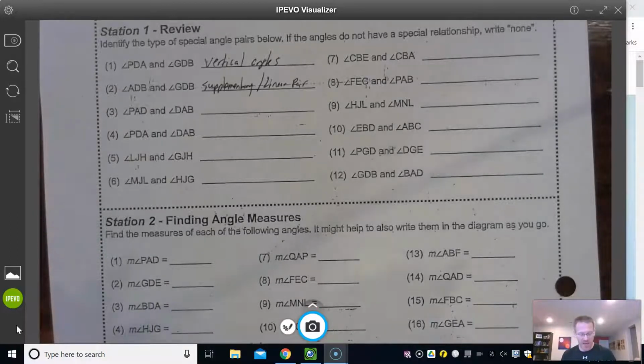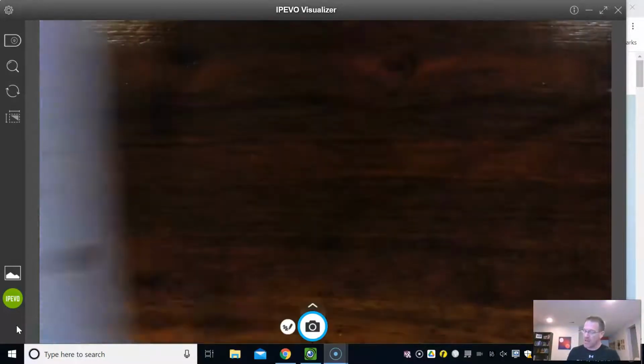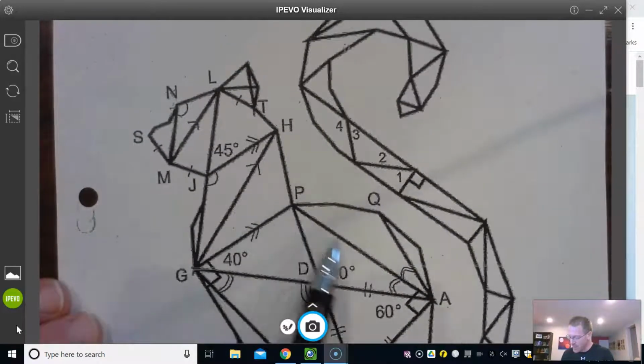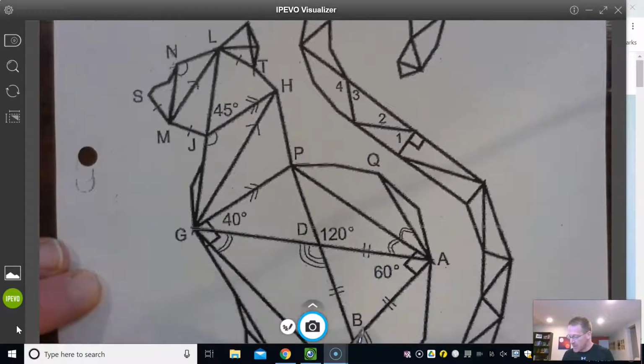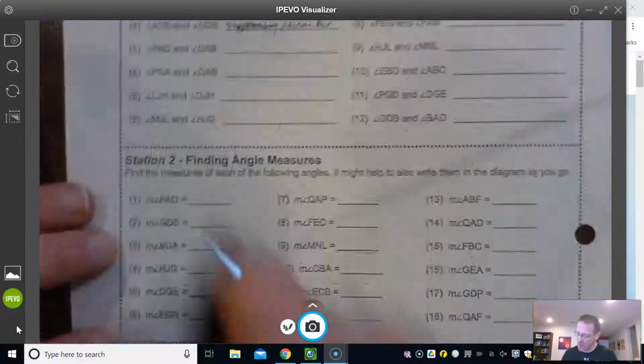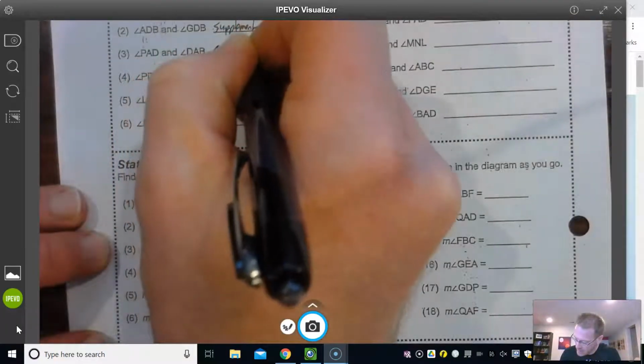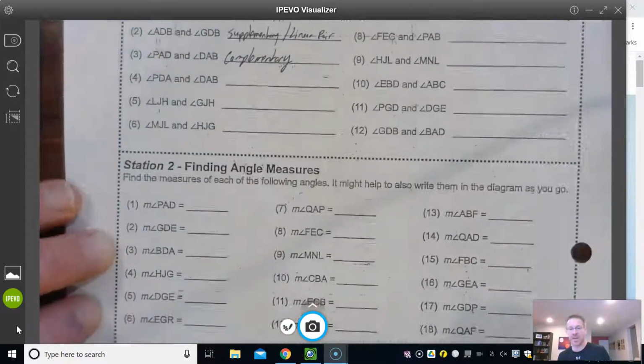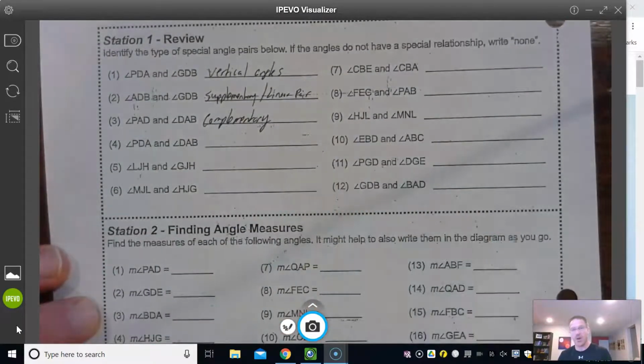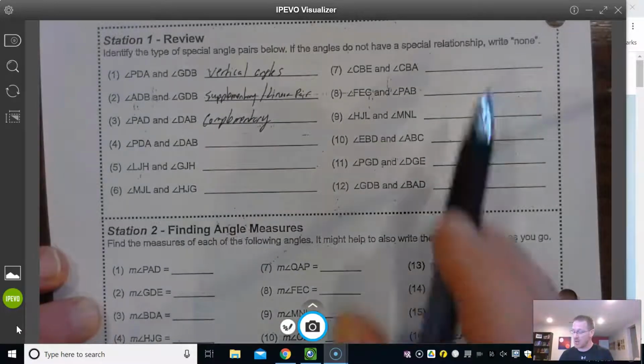Okay, let's do one more together. So PAD and DAB here. Let's go find PAD. PAD right here, and then DAB right here. Now, if you notice, those 2 angles make up this mark right here, and remember, that is our 90-degree mark. So that means that those 2 angles are complementary. Complementary would be the type of angles there. That's really what it wants you to do. Once again, they may not have a special relationship, and you can write none.